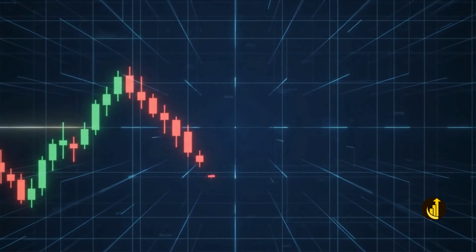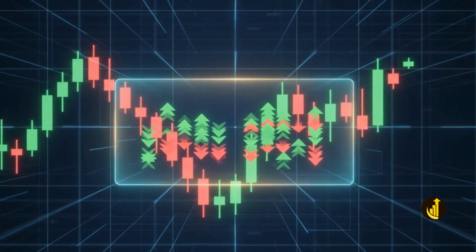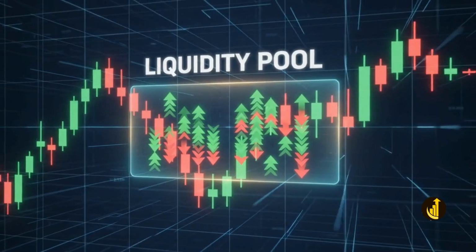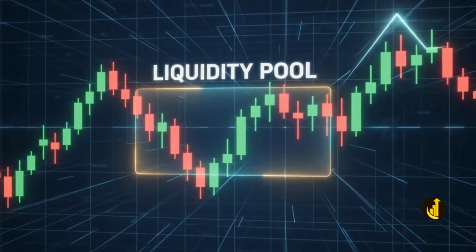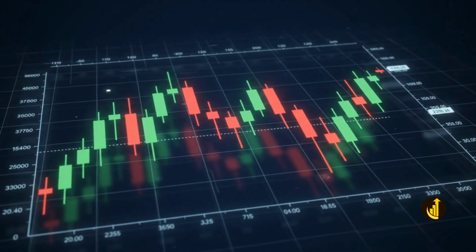To recap, liquidity pools form around equal highs and lows, and around consolidation ranges. Resting liquidity is any major level that hasn't been swept yet. Understanding both is the foundation for reading how smart money actually moves the market.